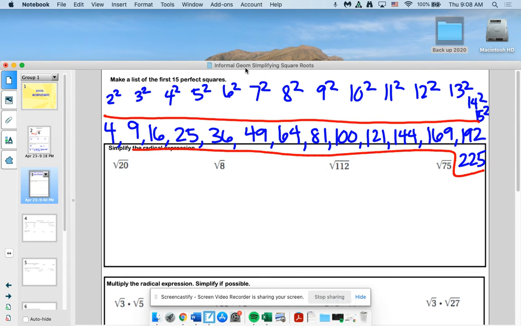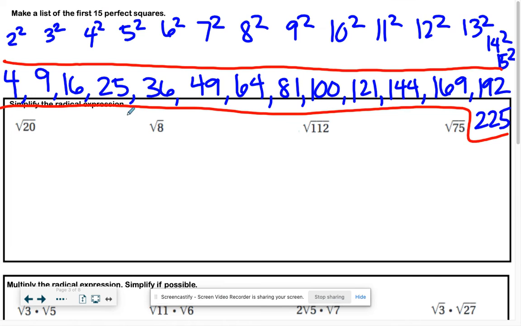These are our perfect squares, and we're going to use them a lot today and in the next few lessons. So make sure you have those written down.